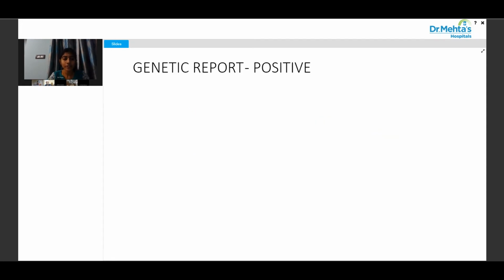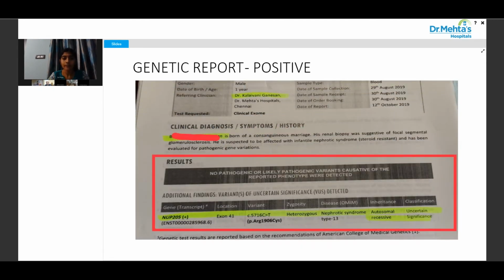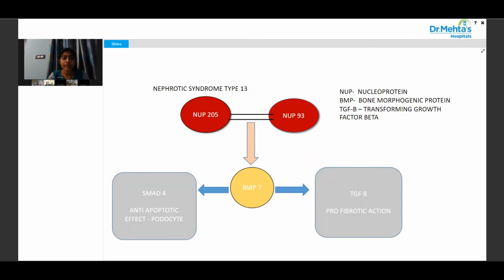Genetic report was positive for NUP205, which is the nucleoprotein 205, and the child was diagnosed as nephrotic syndrome type 13. Going to a brief basics on the genetics about this, there are two nucleoproteins, NUP205 and NUP93. Both of them complement each other. Both proteins combine together to form the nucleoprotein complex, which is an important part of the glomerular epithelial membrane. Defect in any one of these proteins can lead to disintegrity in the membrane.